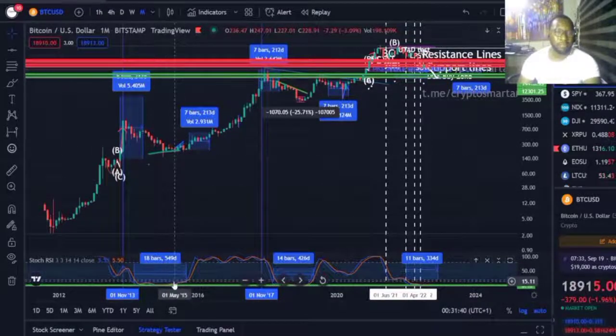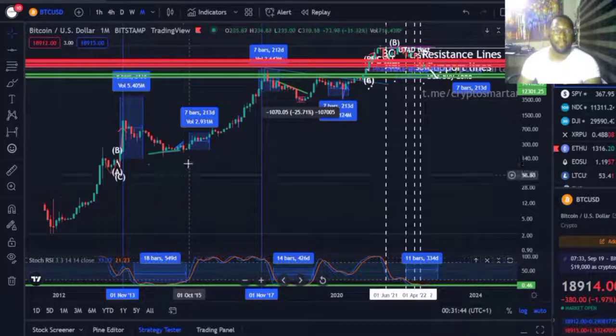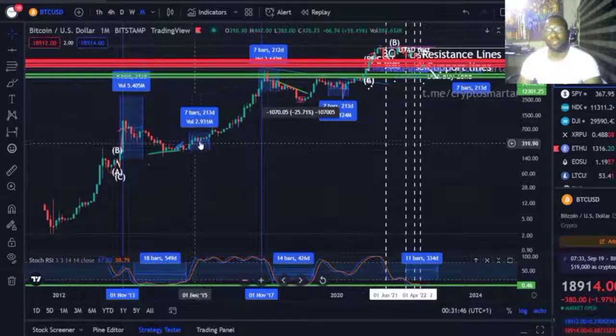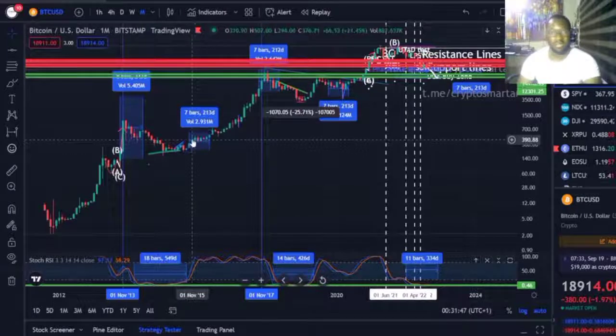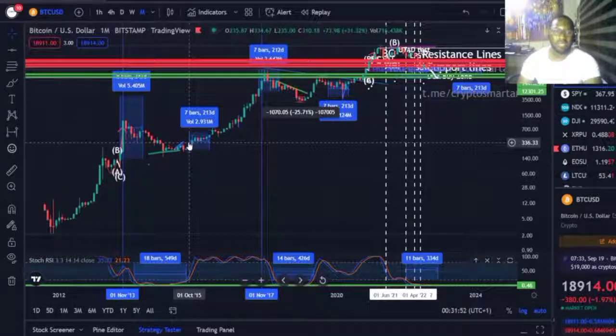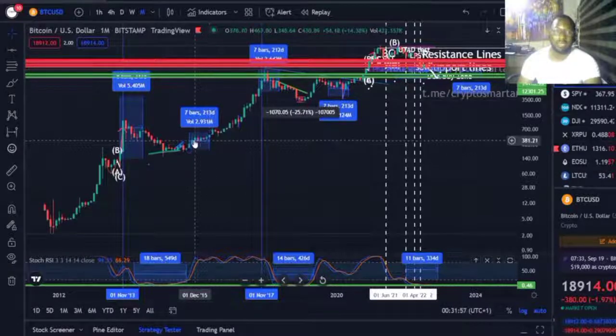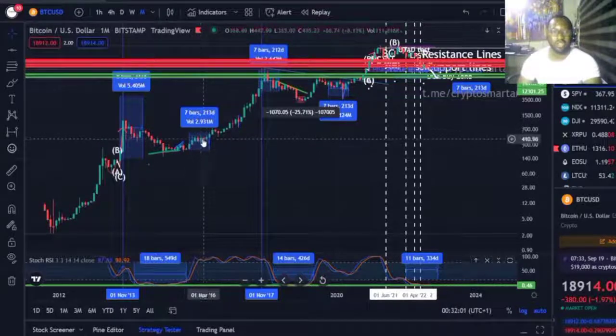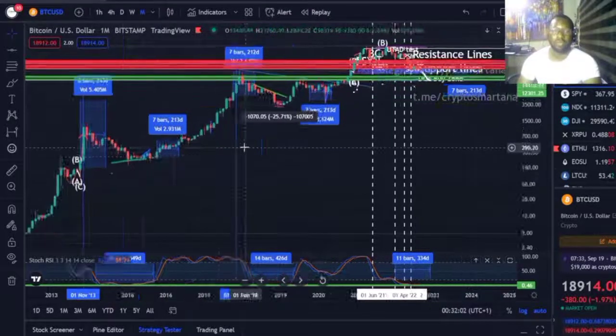So after the major breakout on the stochastic RSI, right? We are going to have a major consolidation. If you are following historical data, this started in October 2018 and ended in May 2016. So it was about 213 days. We had a consolidation before the major breakout.